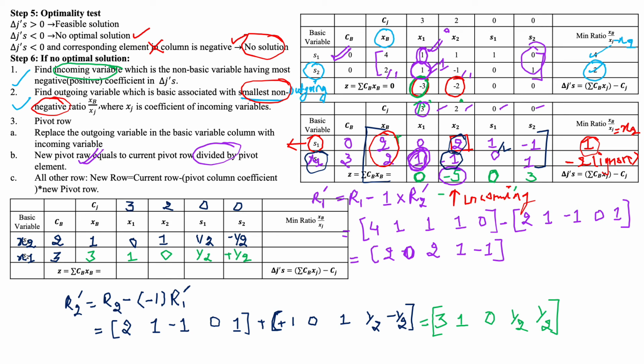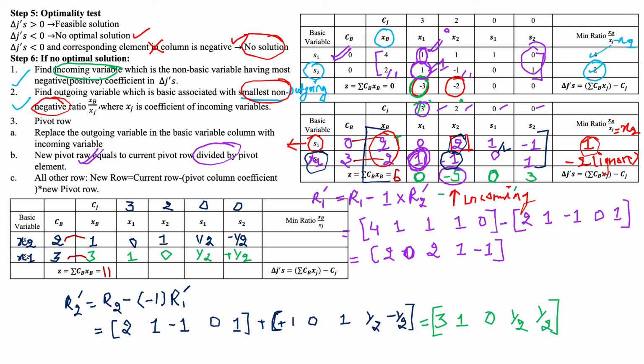After that I have to calculate delta j's. Okay, so what is delta j? Sorry, I forgot to calculate z over here. So z is 0 into 2 plus 3 into 2 is 6. Okay, so again here also my z value will be 2 into 1 is 2. So 2 plus 9 is 11.